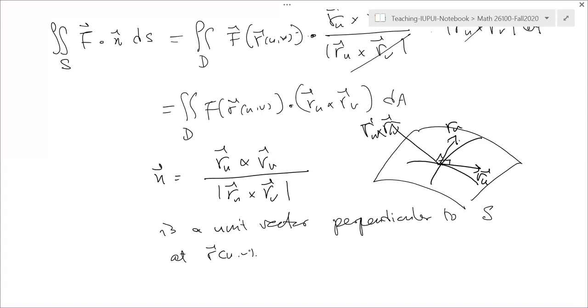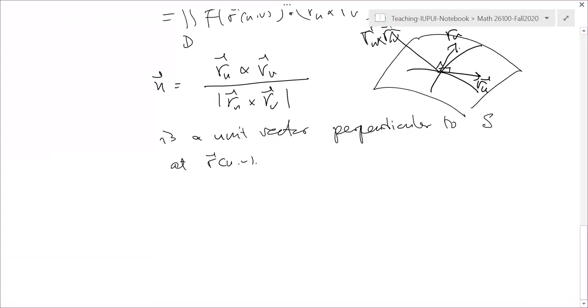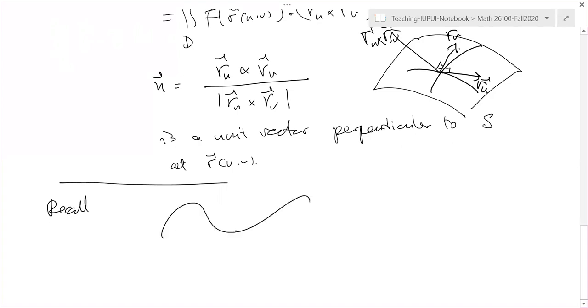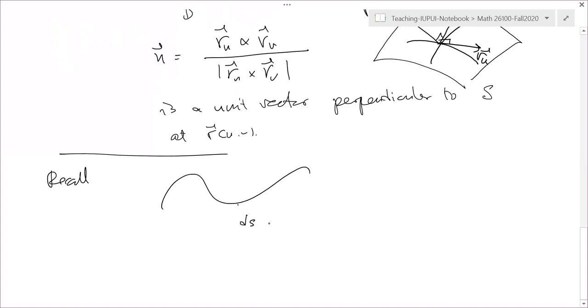But there are so many tangent vectors. You cannot use the tangent vectors to define an integral that involves a vector field. Compare with a curve. For the curve, you have a ds similarly, and then you can talk about the integral of F dot T ds, if there's a vector field along that. T is the unit tangent vector.